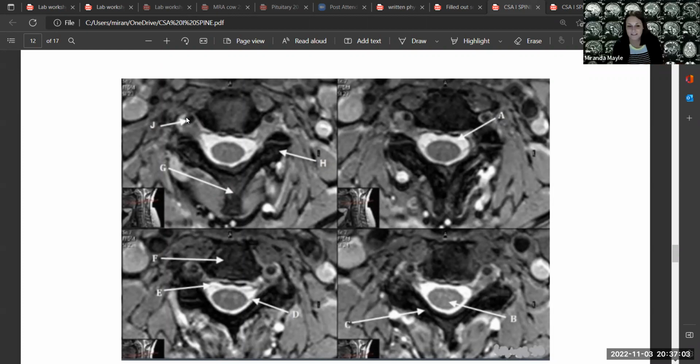Not quite. This is actually the blood vessel. What blood vessel is it? Artery. Carotid artery? Vertebral artery. Karen got it. Vertebral artery. Good job. And then lastly, H.